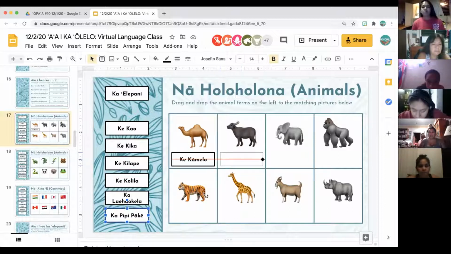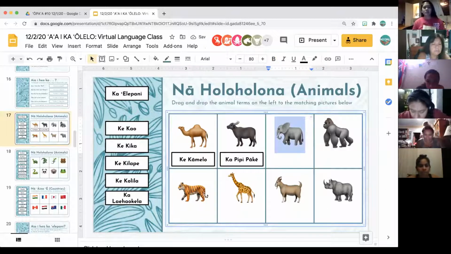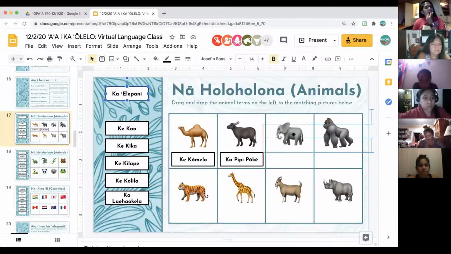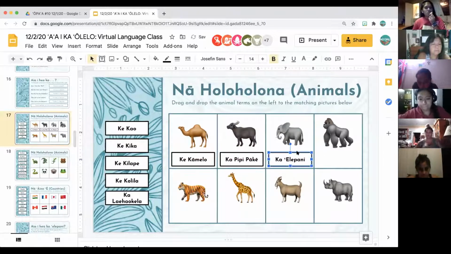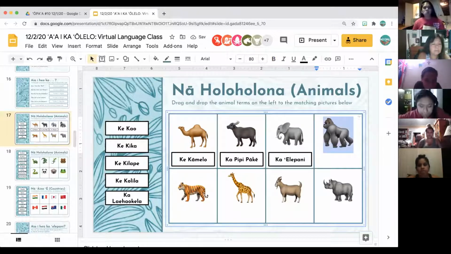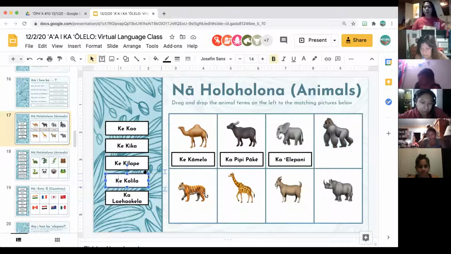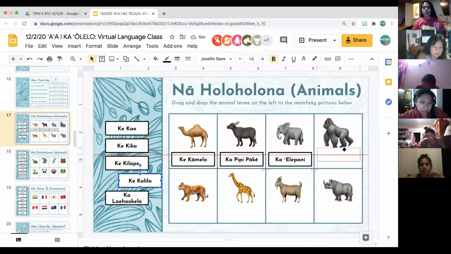Next, let's have Lindy. You want to try this one? Ka elepani. Yep, ka elepani. Pilani, you want to try this one? Sorry, I don't know your last name. Tell me. Oh, I don't know that one. Oh, Kolila? Yeah, so gorilla, kolila, kind of a transliteration of the English word.